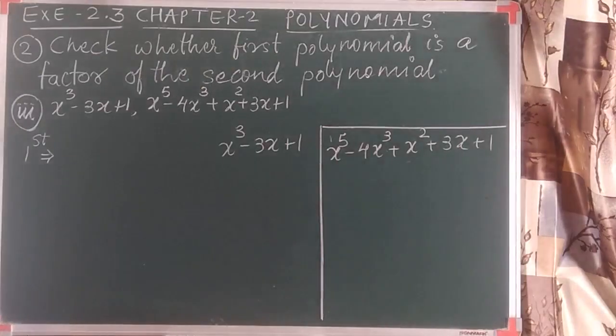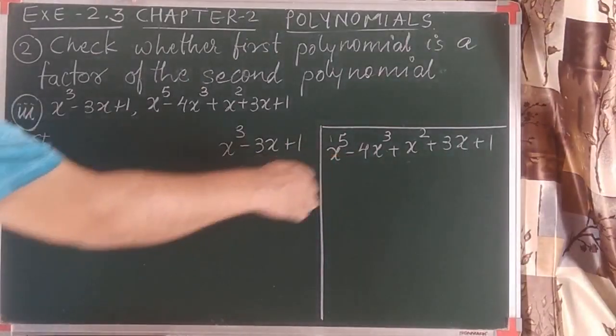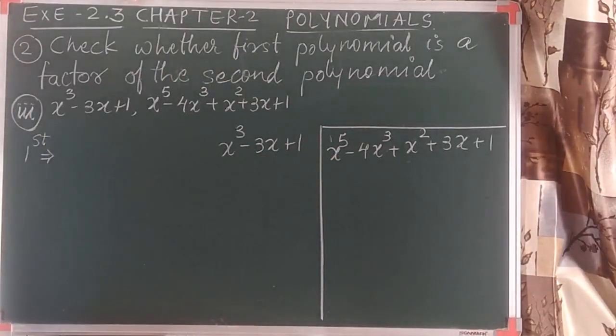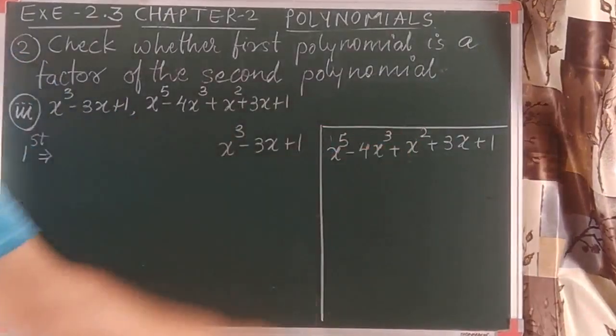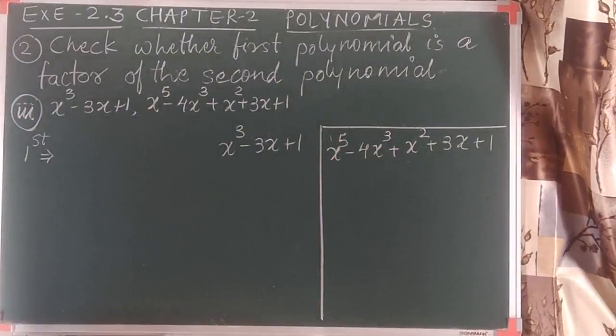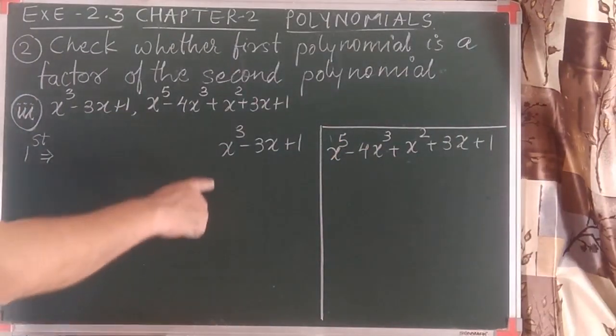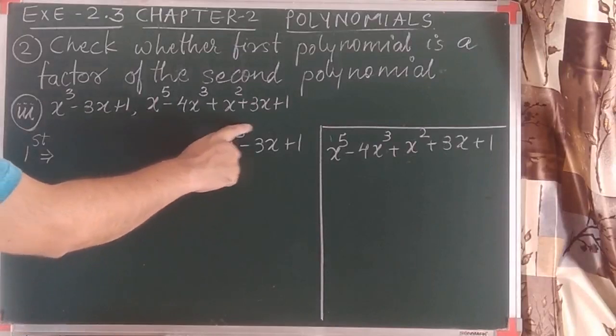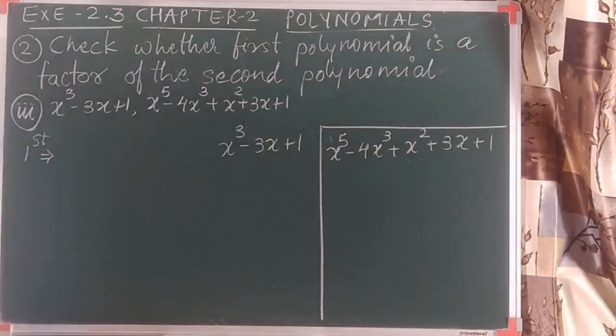So again, we discussed earlier that the dividend terms should be arranged in the descending order of their power. It's 5, 3, 2, 1 and constant. You can see that one of the powers, that is 4, is missing. You can add it as 0x4, otherwise keep it as it is. And this divisor, it is x cube, x term and the constant. That means the power 2 is missing.